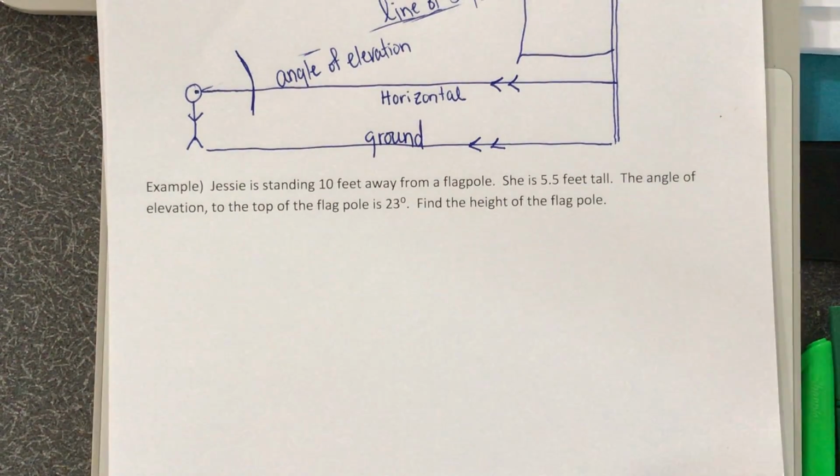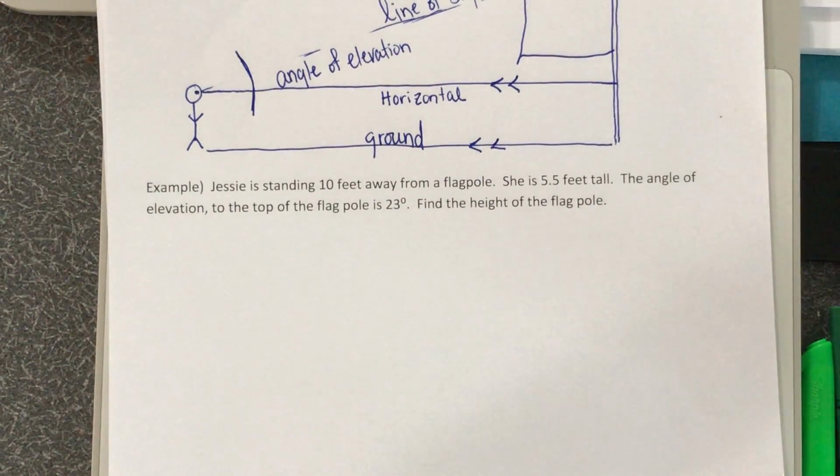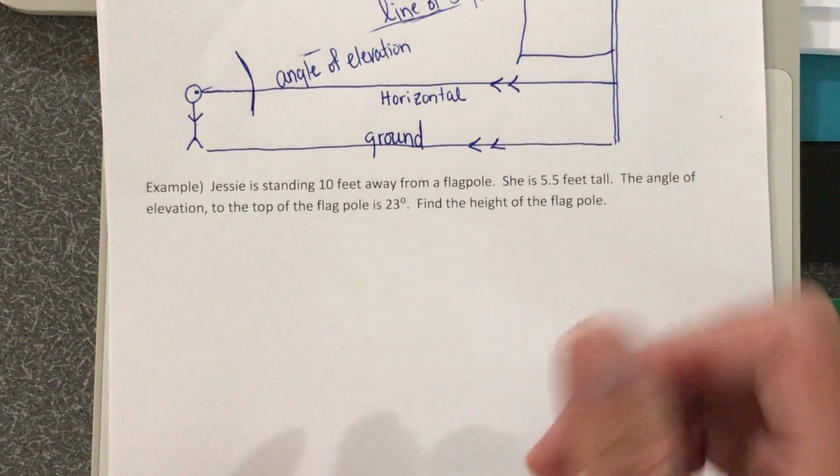Let's take a look at a couple examples. So in this example, it says Jessie is standing 10 feet away from a flagpole. She is 5.5 feet tall, and the angle of elevation to the top of the flagpole is 23 degrees. Find the height of the flagpole.